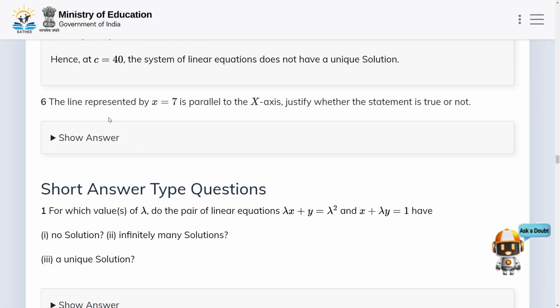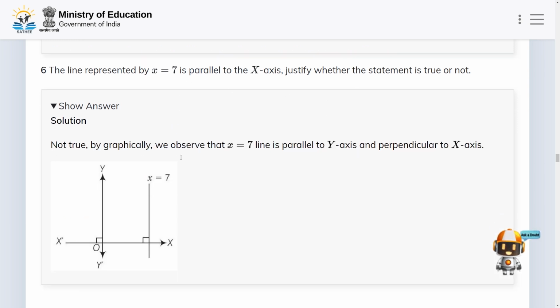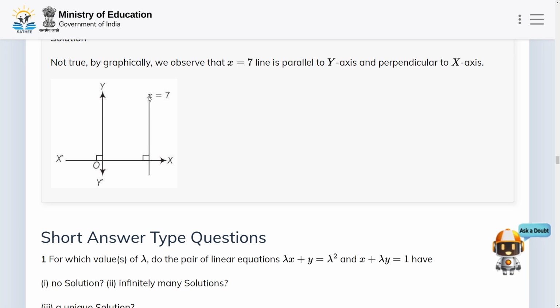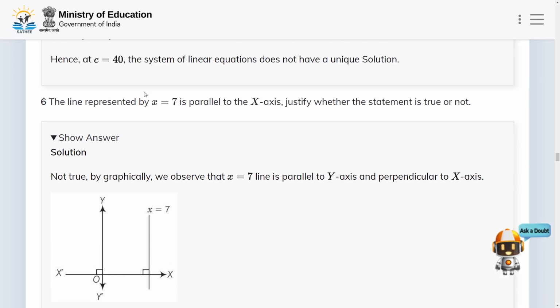So in question number 6, the statement is: the line represented by x equal to 7 is parallel to the x-axis. Justify whether the statement is true or false. So this line x equal to 7 is represented by a line that is parallel to the y-axis. Okay, that is parallel to the y-axis. So we observe that the line x equal to 7 is parallel to the y-axis and perpendicular to the x-axis. So this statement, the line represented by x equal to 7 is parallel to the x-axis, is a false statement. Okay, so this statement is a false statement.